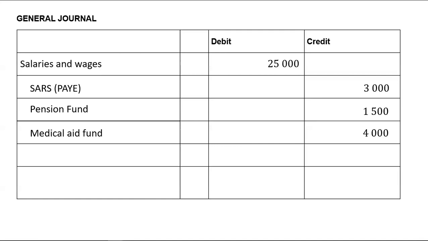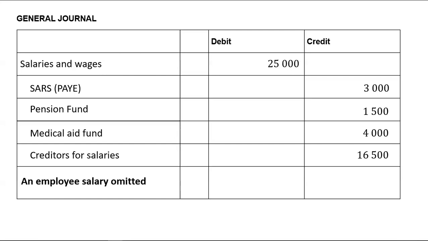Because his salary will be divided between 4 people: SARS, whatever pension fund it belongs to, and whatever medical aid fund it belongs to, and part of it must be paid to him. We still owe Mr. Nguni that 16,500. It still needs to be paid to him.